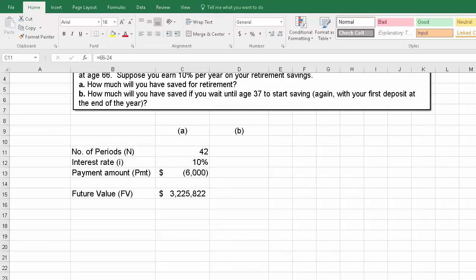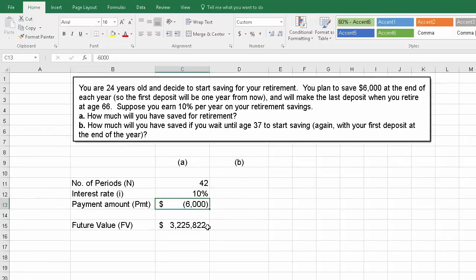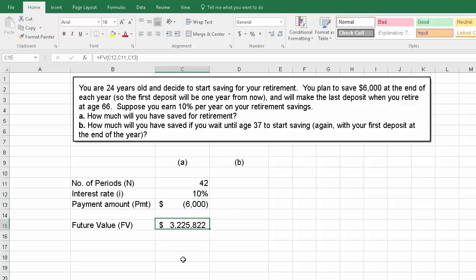All right. Now here's how I would solve Part A directly, and I wouldn't have to worry about solving present value at all. The number of periods is 42. How did I come up with that? Age of retirement less your current age. 66 minus 24 is 42. They gave us 10% as the rate. Let me slide up so you can see all this, right? The payment we enter is $6,000, and then we solve for future value.